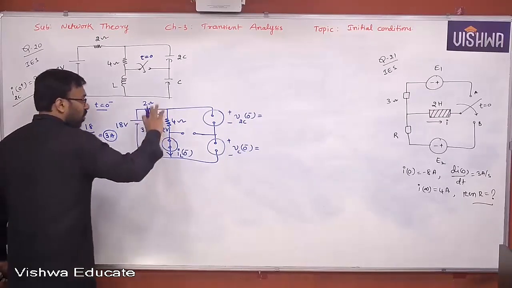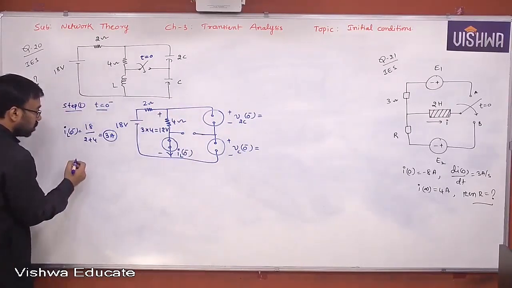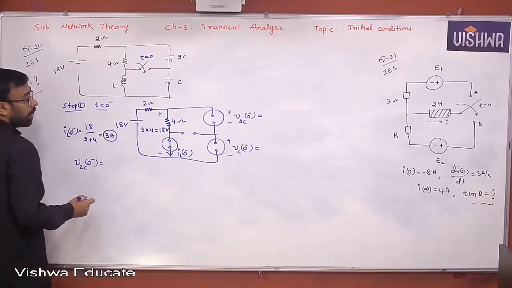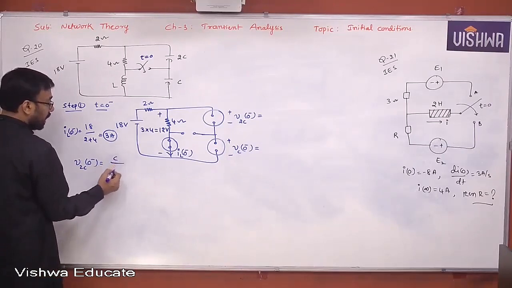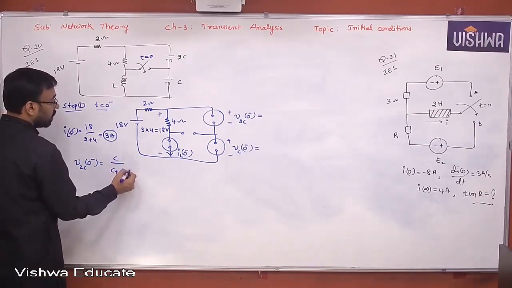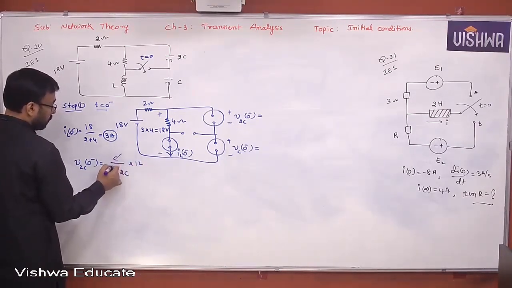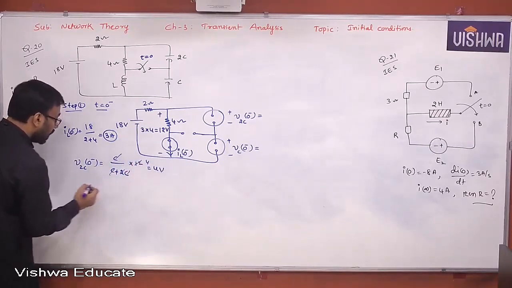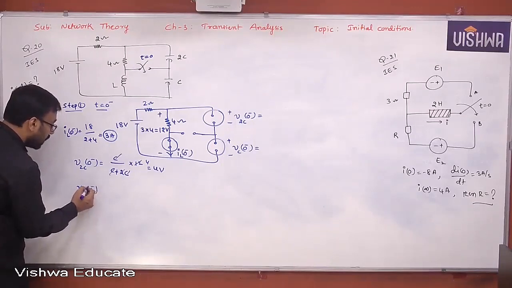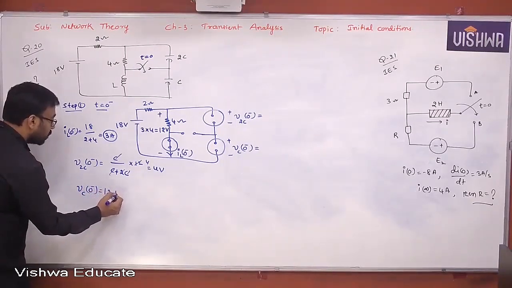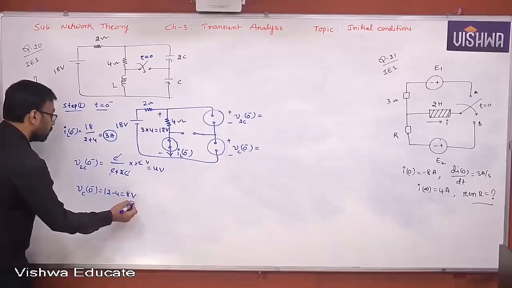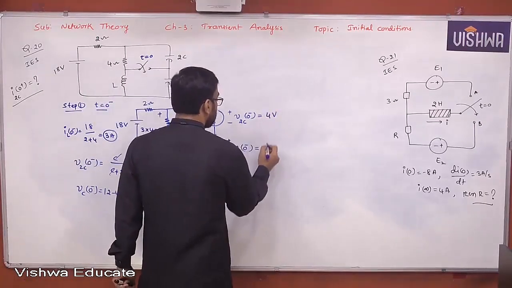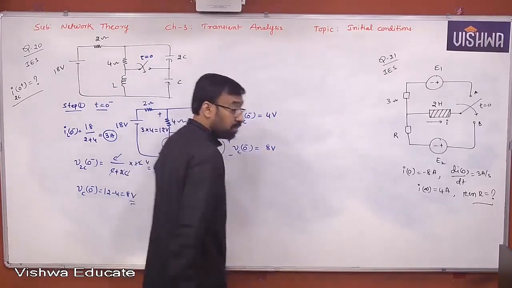Okay, this 12 volts must be divided into two parts. So V2C of 0 minus is C by C plus 2C into 12. So what's happening here? 4 volts. What is the remaining voltage? VC of 0 minus is 12 minus 4, 8 volts. Understand all of you? Okay, this is 4 volts and this is 8 volts. Clear all of you? Okay.